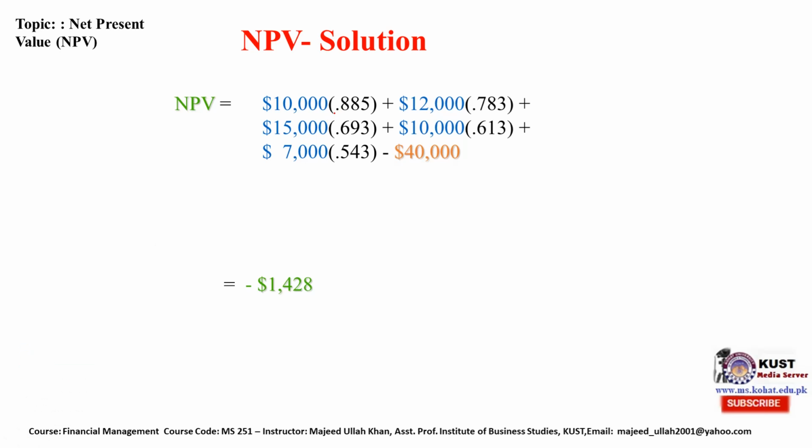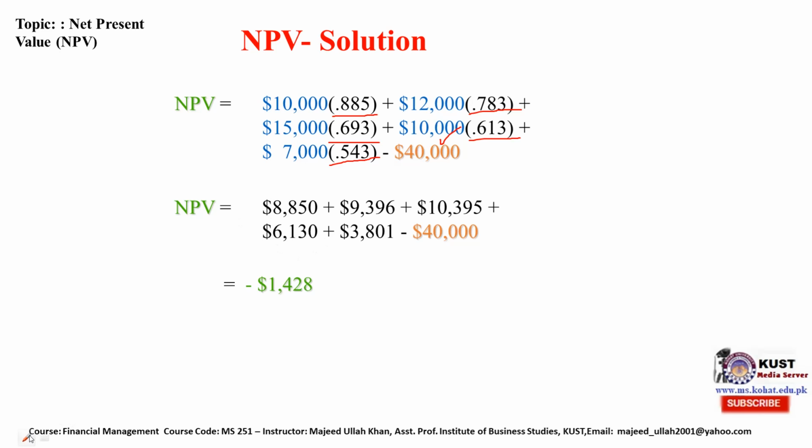These figures came from the present value interest factor table for a single amount. All these amounts will be extracted from the present value interest factor table, but for the single amount table, not for annuity. Then we will deduct the initial cash outlay.